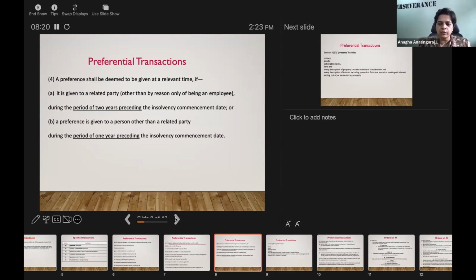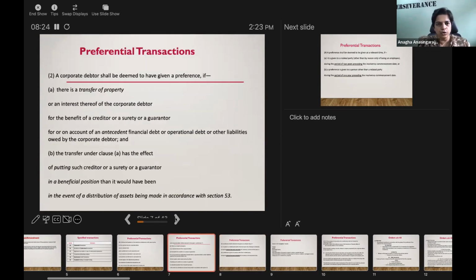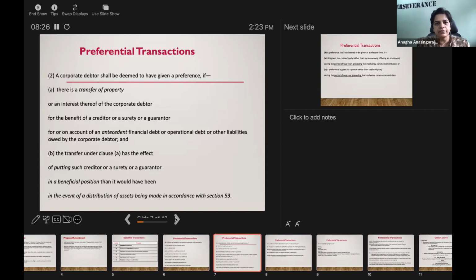But we need to really concentrate on subsection 2 only. When we have some transaction before us, we identify all these points, A, B, C, D, E, under A and B of subsection 2, and see whether each of these conditions is being satisfied. Only then will we be able to categorize a particular transaction as a preferential transaction. Otherwise, even if one of these conditions is not satisfied, we may not be able to show that it's a preferential transaction.